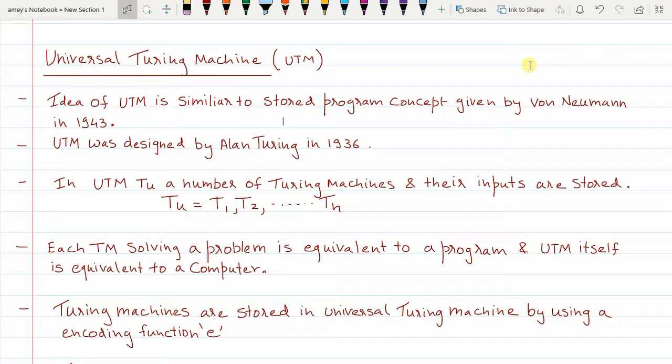Now the idea of this universal Turing machine is similar to the stored program concept given by von Neumann in 1943. Von Neumann came up with the architecture of the computer in 1943, in which he also specified a concept called the stored program. In your computers, there will be one program, for example a music player, which does one particular specific task, playing music. So that's a stored program.